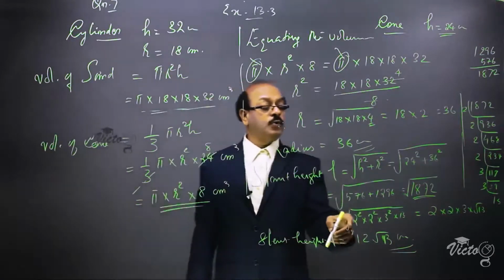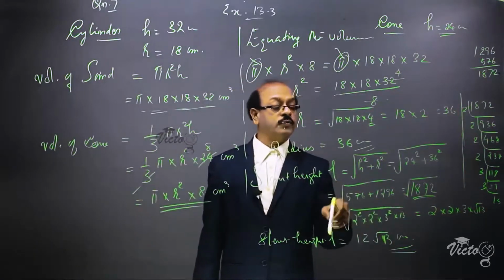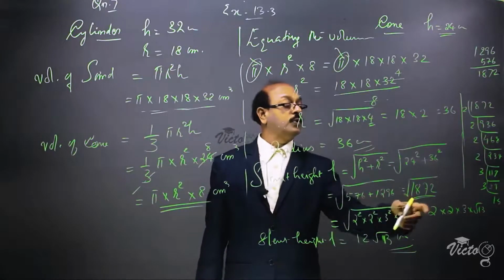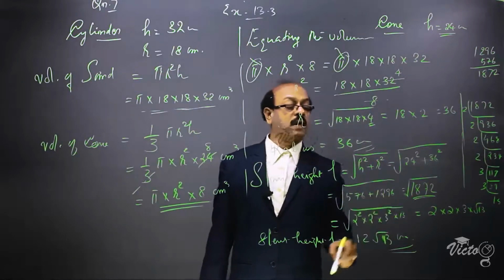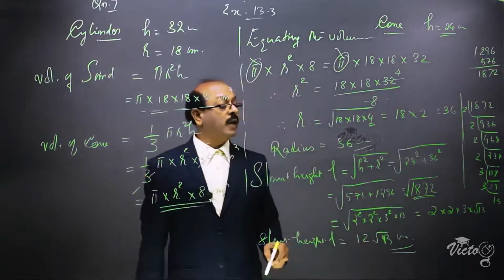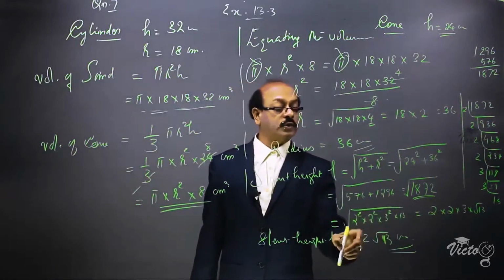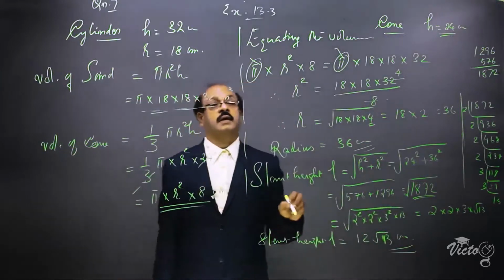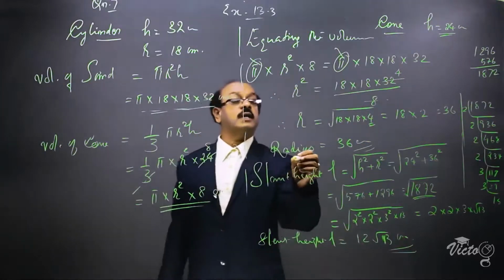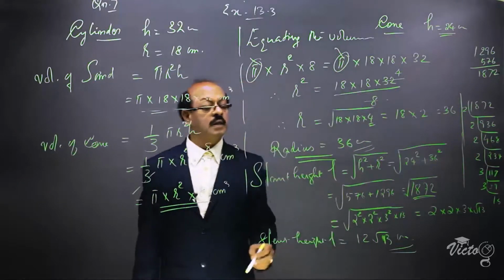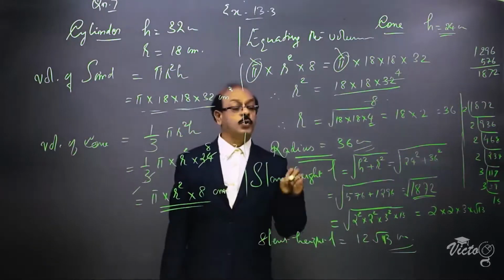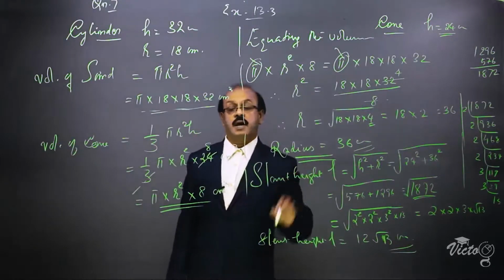So, 2 into 2 into 3 is the square root of 2 square into 2 square into 3 square. Then inside the radical sign, the prime number 13. So, multiplying, we will get the slant height as 2 into 2, 4, 4 into 3, 12 root 13. So, the two results: the radius is equal to 36 centimeter and the slant height L is equal to 12 root 13 centimeter. This is the answer.